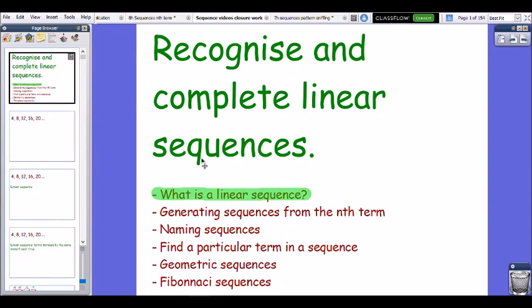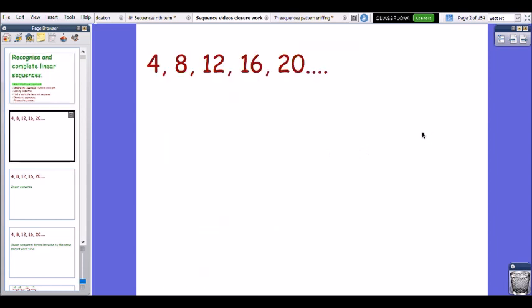Good morning, guys. We're going to start a new topic today. Our new topic is going to be all to do with sequences. So the first lesson is going to involve recognizing and completing linear sequences. I'm going to explain what that means in a second.